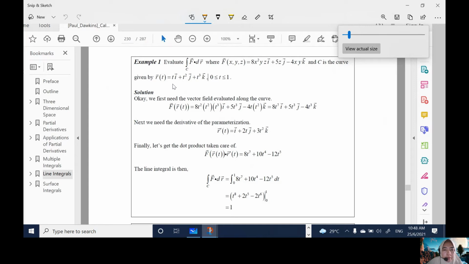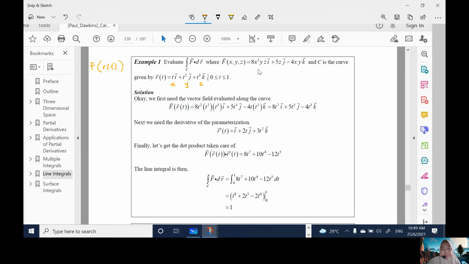When we refer to this parametric equation, we can see that this is your x, this is your y, this is your z. x(t), y(t), z(t) are correspondingly given. The meaning of F(r(t)) is that we include your parametric equation into your vector field. So everything that we have here in terms of x, y, z, and 4xy should be changed into parametric form.